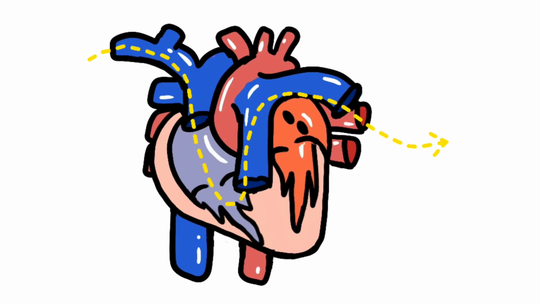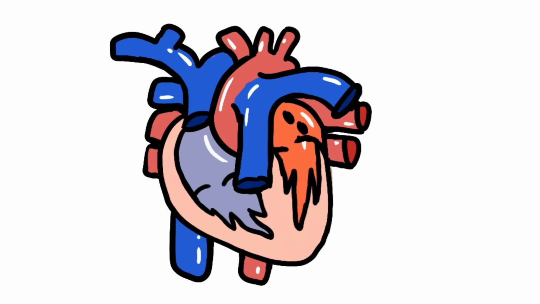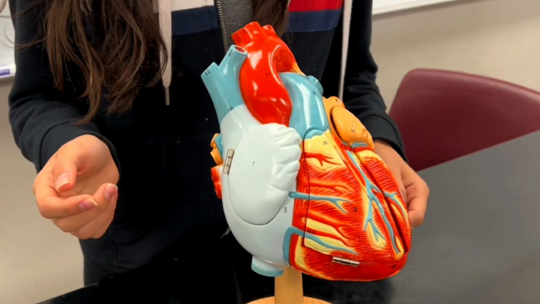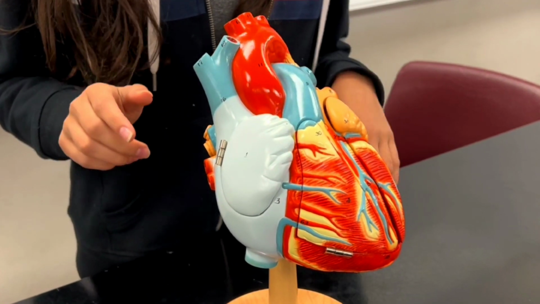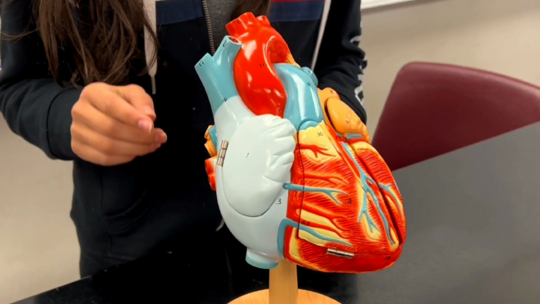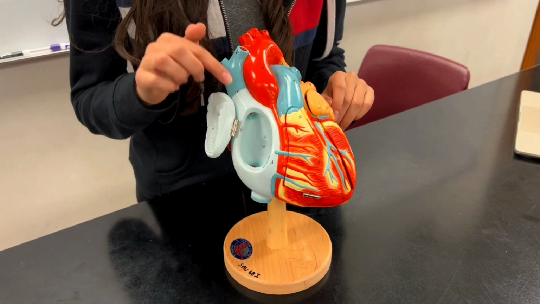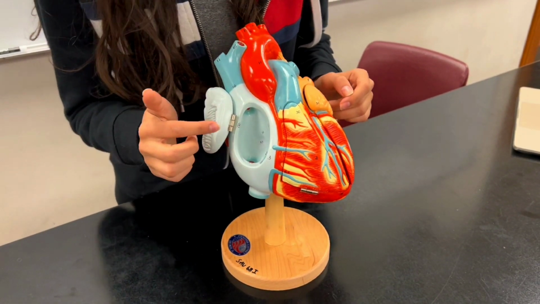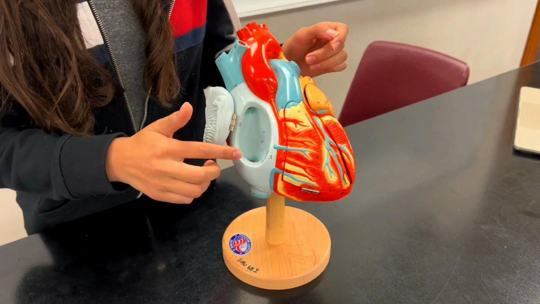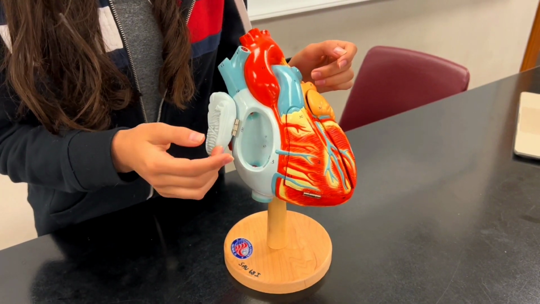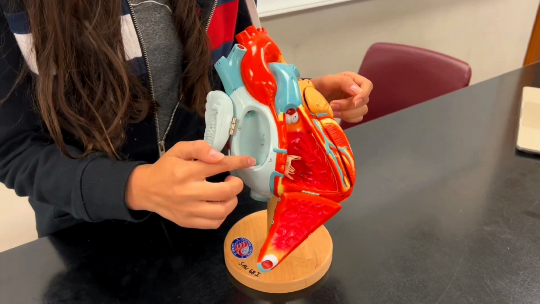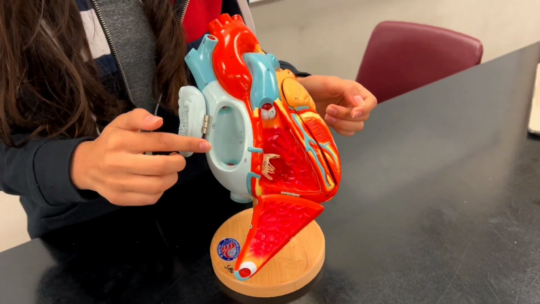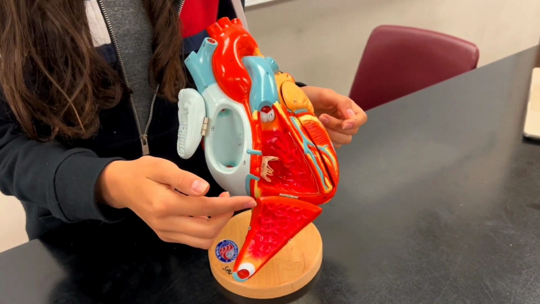Let's start with the flow of deoxygenated blood through the right side of the heart. So the blood enters from the superior and the inferior vena cava from the systemic circuit. This blood is deoxygenated. The blood goes into the right atrium where it starts to accumulate. Once the pressure increases enough, the tricuspid valve, which is in between the right atrium and the right ventricle, will allow the blood to go into the right ventricle.